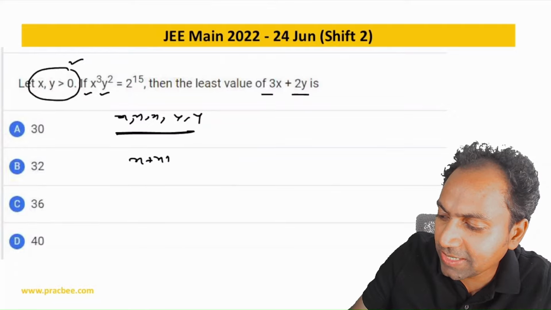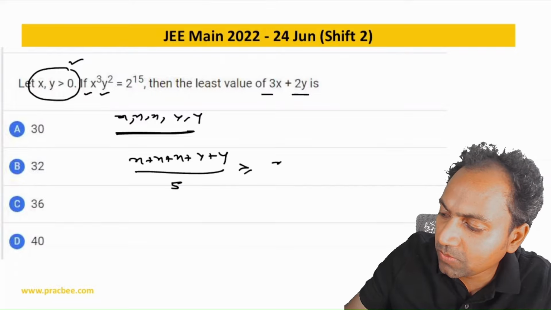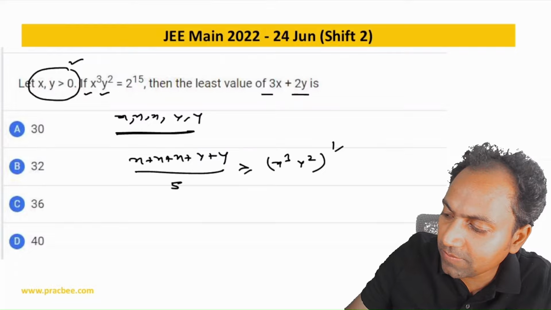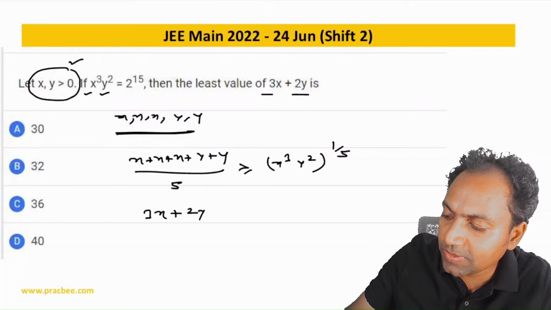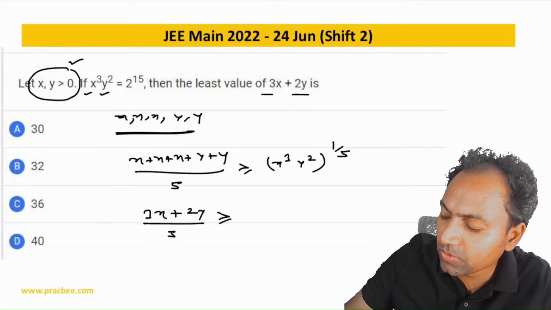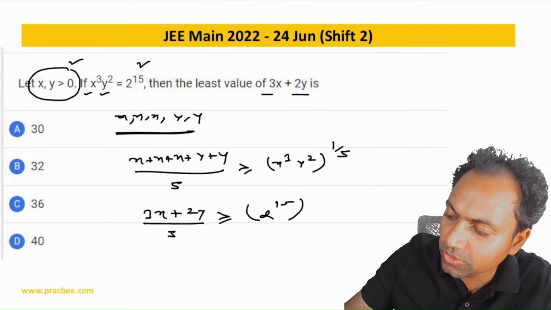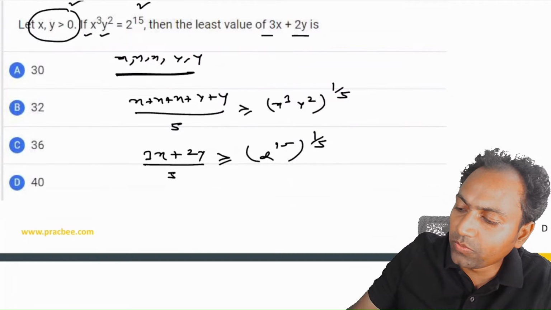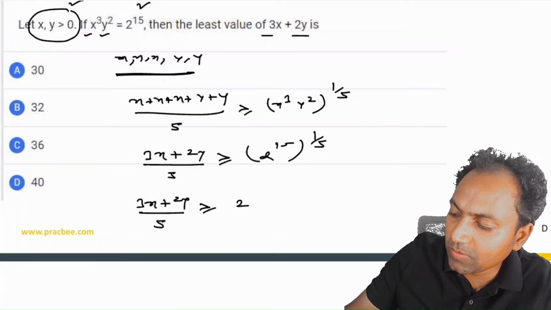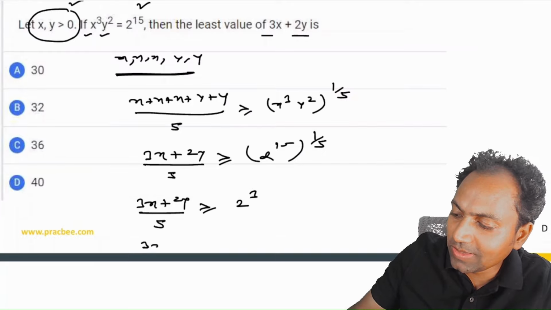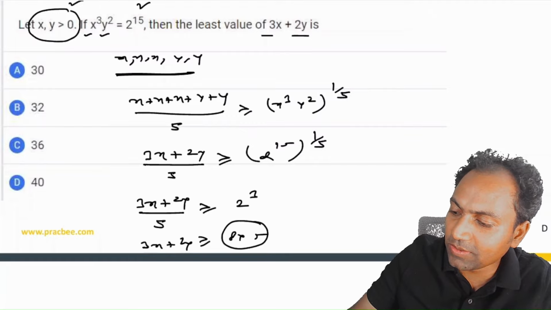So x plus x plus x plus y plus y, divided by 5, is greater than or equal to x cube y square raised to the power 1 by 5. Okay, so if I look into my left hand side, it is 3x plus 2y by 5 is greater than or equal to x cube y square, whose value they have given in the question as 2 raised to the power 15. Let us substitute this value. So what do we get is 3x plus 2y by 5 is greater than or equal to 2 raised to the power 3, or 3x plus 2y is greater than or equal to 8 into 5, that is 40.